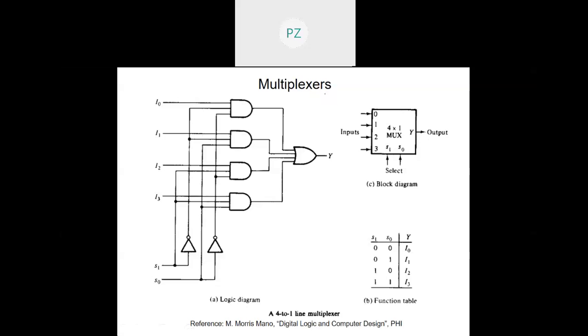The output will remain single, but the number of input lines will depend on the number of select lines, or the number of select lines will depend on the number of input lines, since only one of them will have to be directed at the output at a given point of time. So a 4:1 multiplexer will have 2 select lines. An 8:1 multiplexer will have 3 select lines. A 16:1 multiplexer will have 4 select lines, and so on.